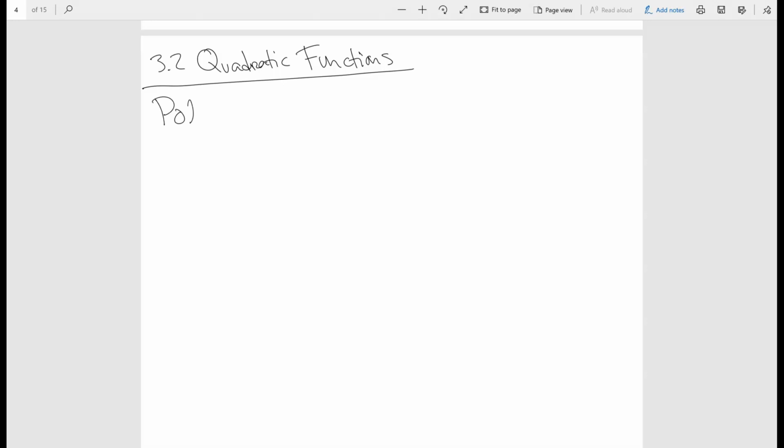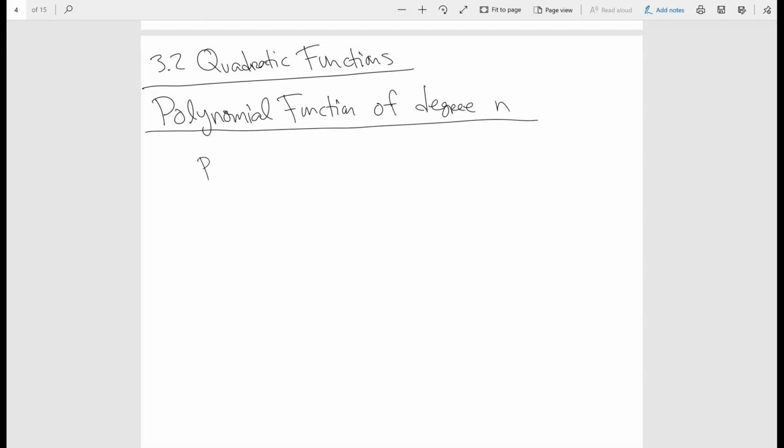So when we talk about polynomial functions, typically these guys have degree n. So you have something that looks like this. So maybe you have a polynomial p of x or f of x or whatever, and it looks like this: a sub n x to the n plus a sub n minus 1 x to the n minus 1 plus dot dot dot plus a1x plus a0. Okay, here a sub n is not equal to 0.